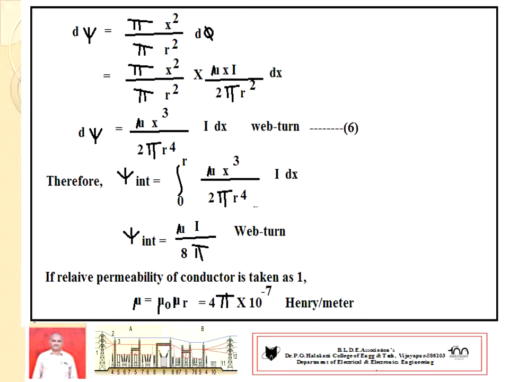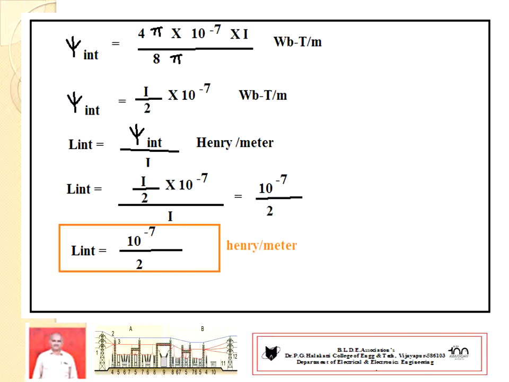If the relative permeability of the conductor is taken as 1, μr should be taken as 1, that is μ equal to absolute permeability into relative permeability. μr is 1, so μ equal to μ0, that is 4π into 10 to the power of minus 7 Henries per meter. Then the total internal flux linkage equals I by 2 into 10 to the power of minus 7 Weber turns per meter.